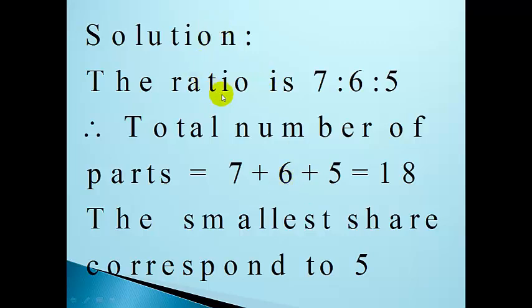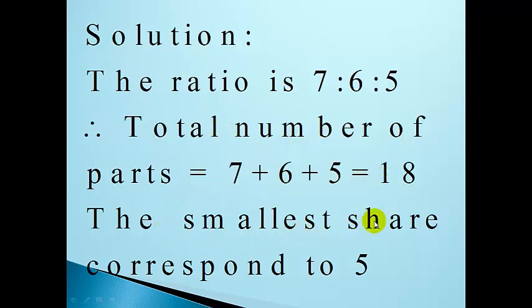Solution. The ratio from the question is 7:6:5. So the total number of parts is equal to 7 plus 6 plus 5. That is, the total number of parts is equal to the sum of the ratio. So we have 7 plus 6 plus 5, and that is equal to 18, because 7 plus 6 is 13, and 13 plus 5 is equal to 18. That means that the total number of parts is equal to 18.